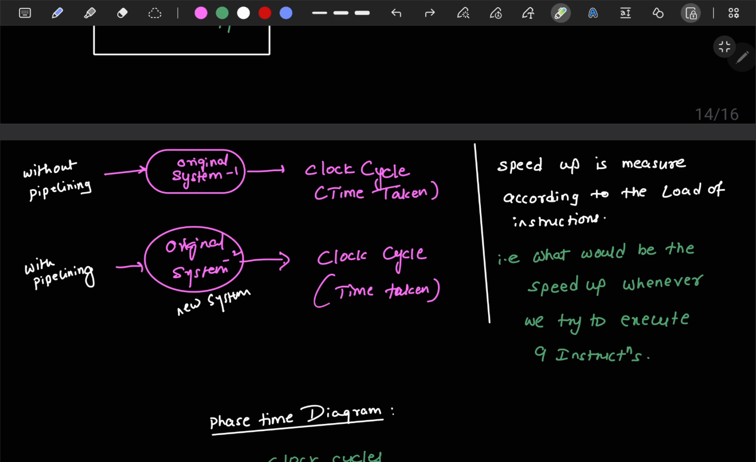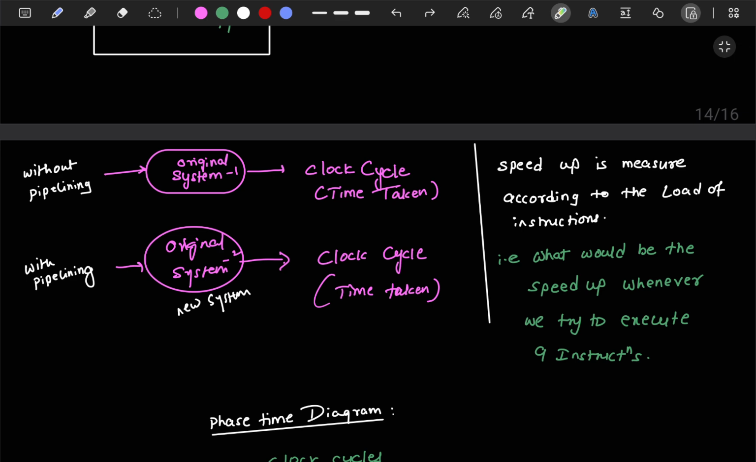There would be some improvement without and with pipelining. That is what speed up is all about. So we can see clearly how much faster the pipelining technique would be compared to the non-pipelining technique. That is what speed up is all about. Okay, fine, this much you understood.